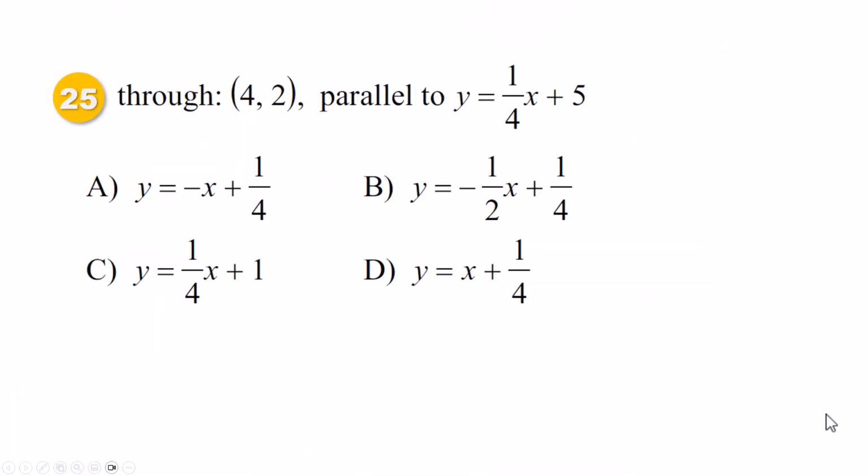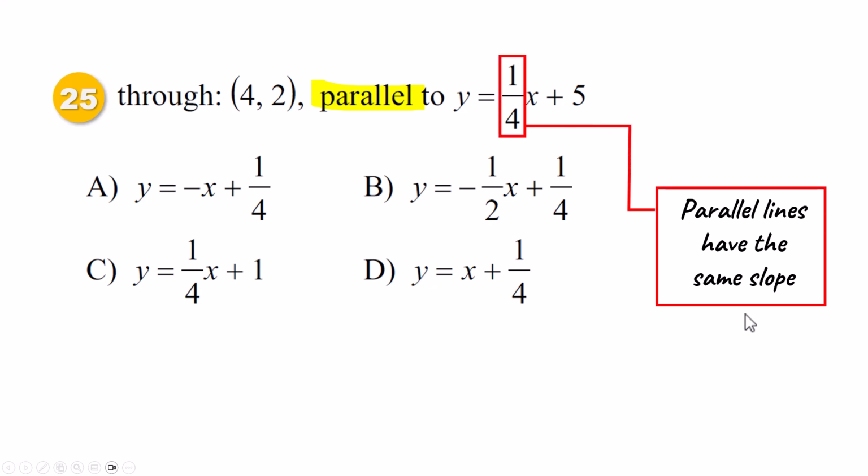All right, going through a point in parallel. I try to do these without having to do a ton of work if I can help it. Here's what I know about parallel lines. Parallel lines have the same slope. So I look at the equation they're giving me. It has a slope of 1/4, and I know that the line that is parallel is going to have the same slope. And of my choices, I only have one choice that has that slope, so I'm going with it.